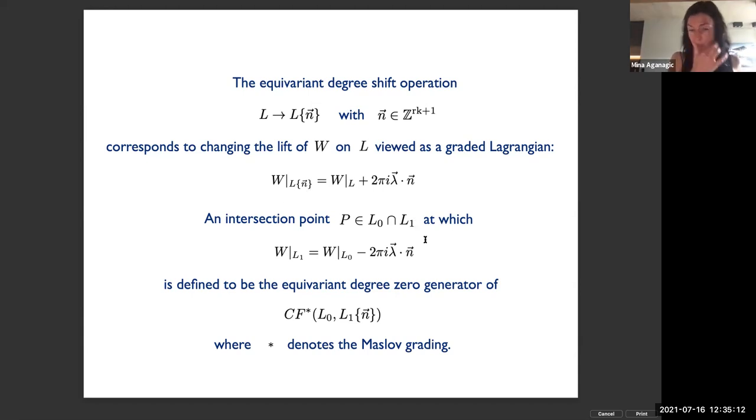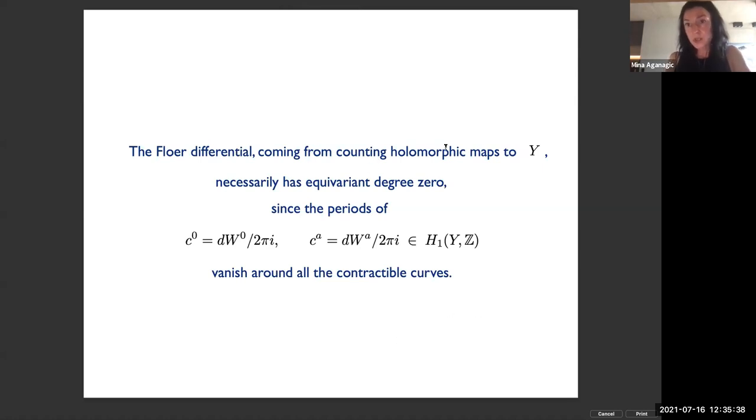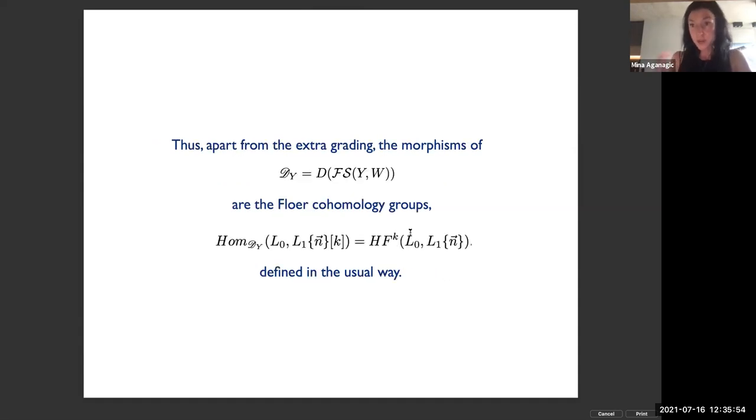At an intersection point at which the lifts of W differ by a shift, that intersection point is defined to be the equivariant degree zero generator of the Floer cochain complex, where star denotes the mass grading. The Floer differential comes from counting holomorphic maps to Y. It necessarily has equivariant degree zero because the periods of the one-forms vanish around all the contractible curves in Y. Apart from the extra grading, the morphisms of this flavor of the derived Fukaya category are simply Floer cohomology groups defined in the usual way. Both the Lagrangians and the intersection points have this extra equivariant grading.